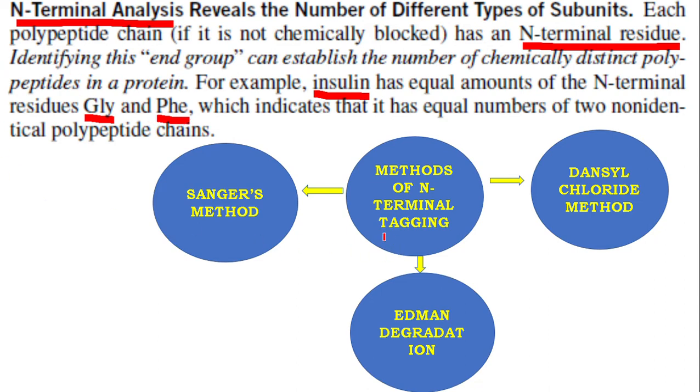And how can we carry out N-terminal analysis? There are three methods. There is Sanger's method, and of course this method was modified later. Then there is the Edman degradation, and also there is the dansyl chloride method. Let us go through these methods one by one.